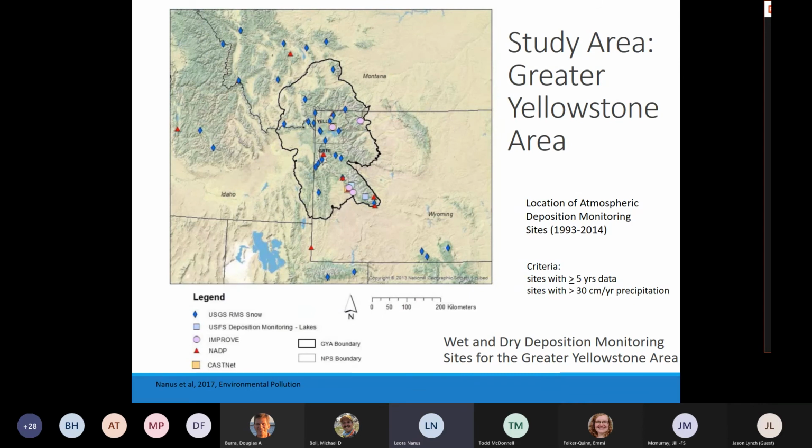So I'm going to be focusing next on specifically the Greater Yellowstone area. This map shows deposition monitoring sites within the GYA. The snowpack synopticals are the NADP sites.